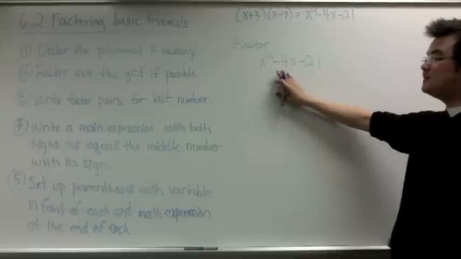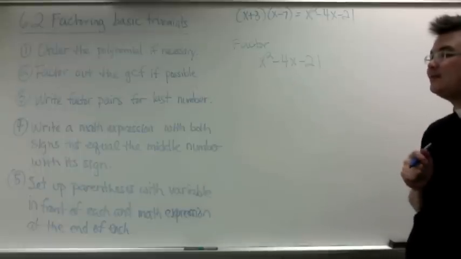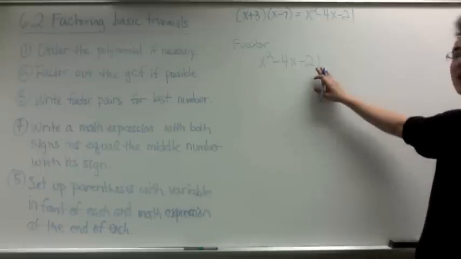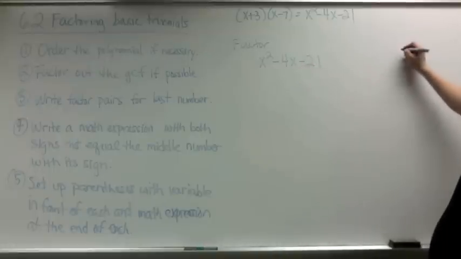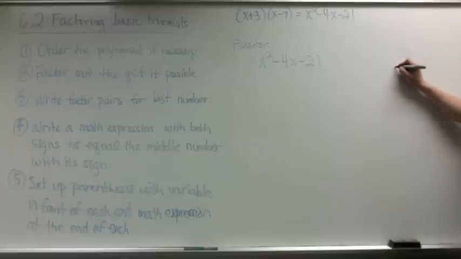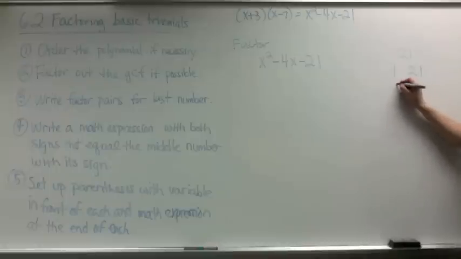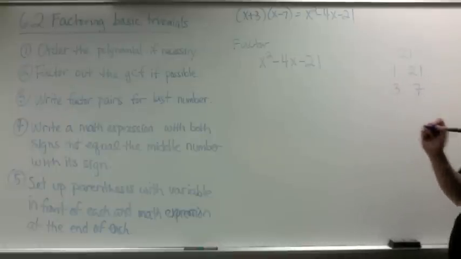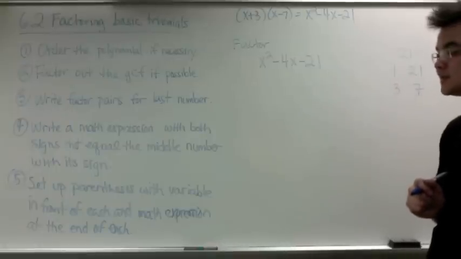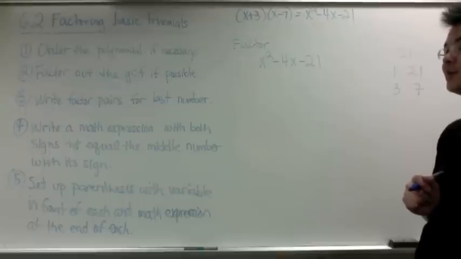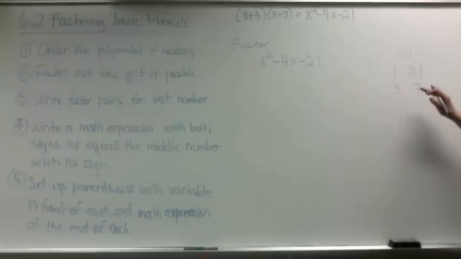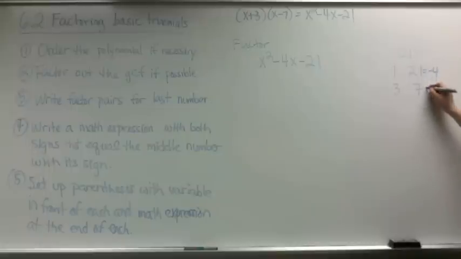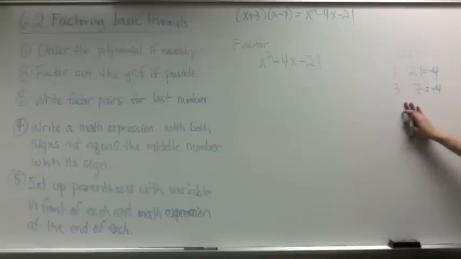Since there's no GCF between the 3 parts, we can go ahead and write the factor pairs of the last number. When you write the factor pairs of the last number, don't include the sign that is there. So we're just going to simply write a 21 off to the side. The factor pairs of 21 are 1 and 21, 3 and 7. Then the next step says, write a math expression with both signs that equal the middle number with its sign. So the middle number with its sign is a negative 4. So of these two, we need to get them to become a negative 4. The only possibility to become a negative 4 is by using a 3 and 7.